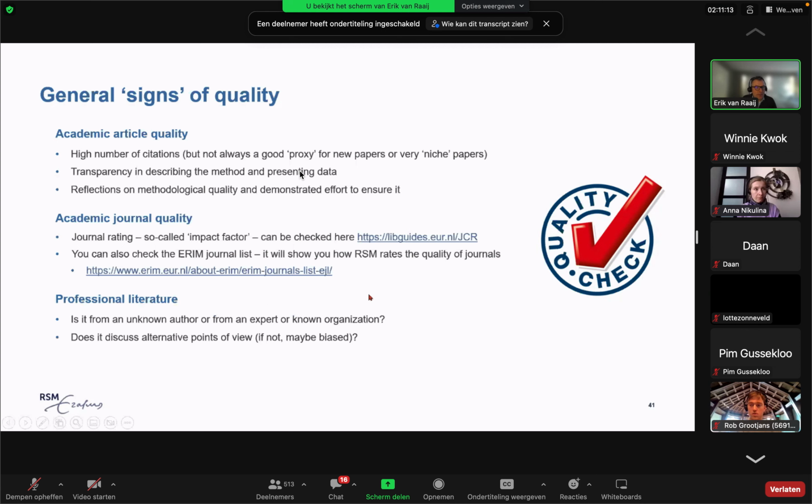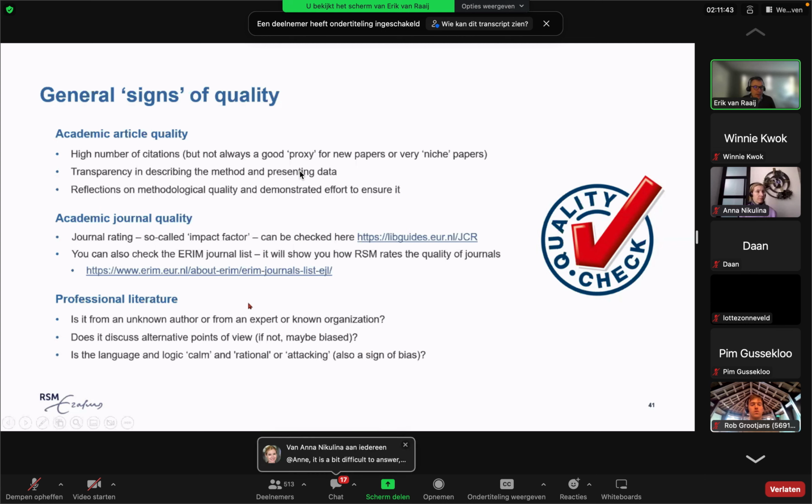Now, professional literature is more difficult. Check the author or the consulting company. Are they well known? Are they transparent about their methods? Can they reflect also on the weaknesses? Do they discuss alternative points of view? It's more on you as a reader to judge the quality, but reputation can be part of that assessment.